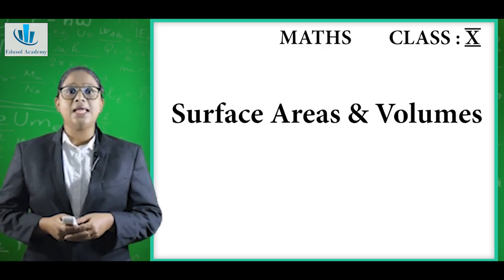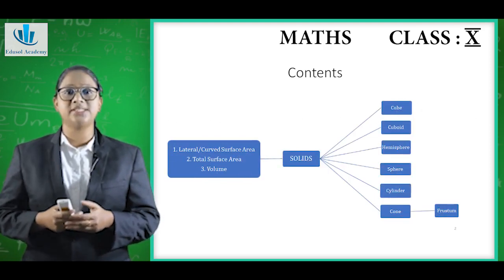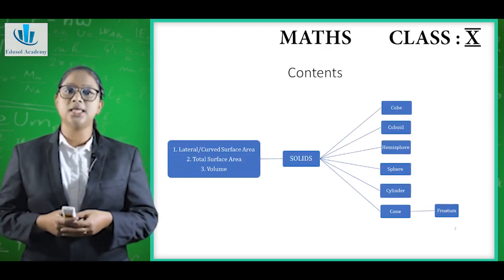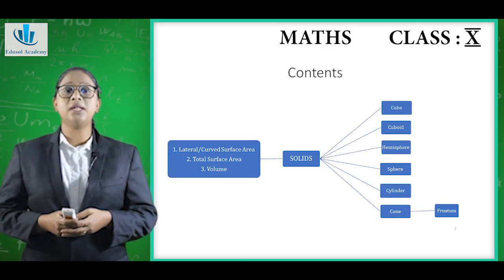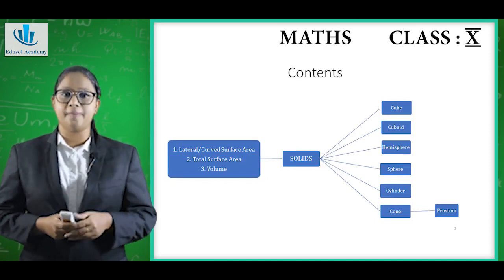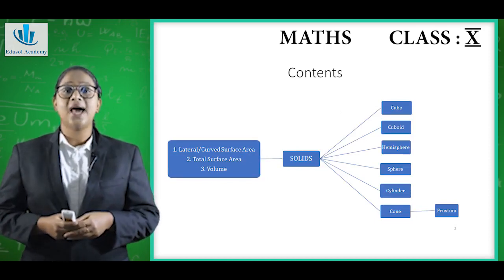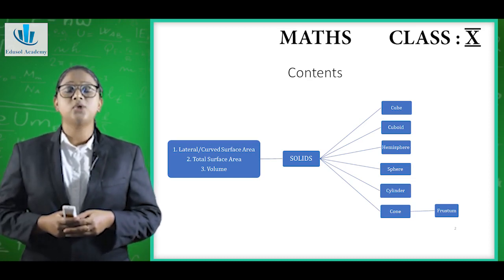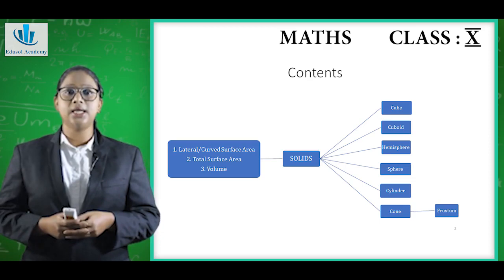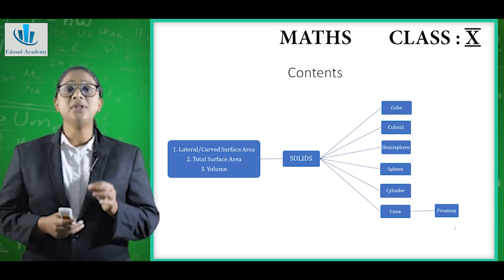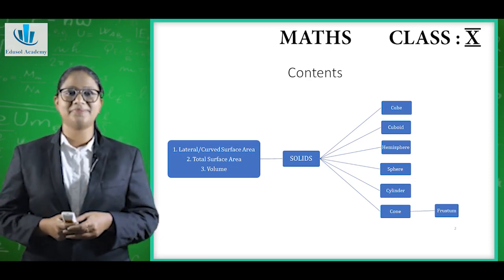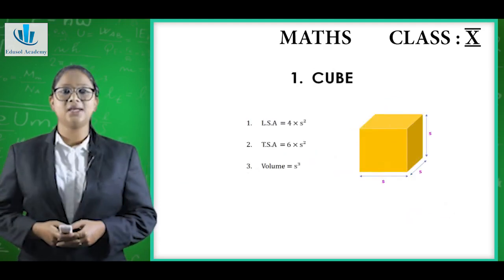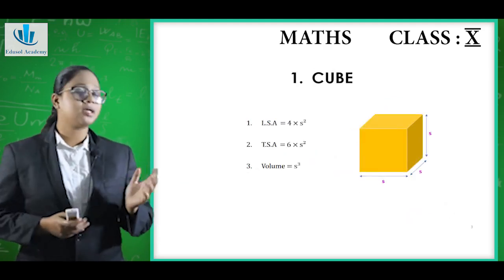Before we begin, let's have a look at the key concepts that we will be discussing in this chapter. We will be learning about three basic parameters, namely lateral or curved surface area, secondly total surface area, and thirdly volume of 7 different solids. Let's begin. Here comes the first solid, a cube.